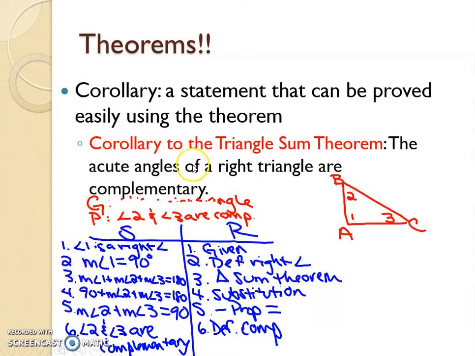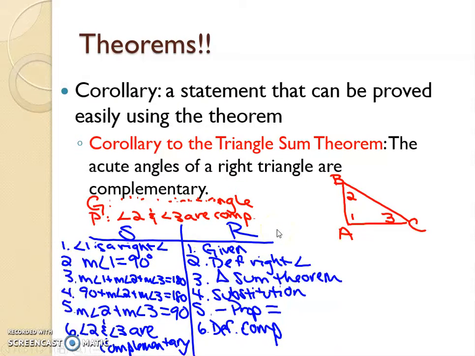Okay, so here you have a triangle, and then we're going to use a given. This is kind of cut out, but the given is that angle 1 is a right angle. That is a given. We're going to prove that angles 2 and 3 are complementary. Okay, so let's do the proof. Let's make a T-chart and write statement and reason.